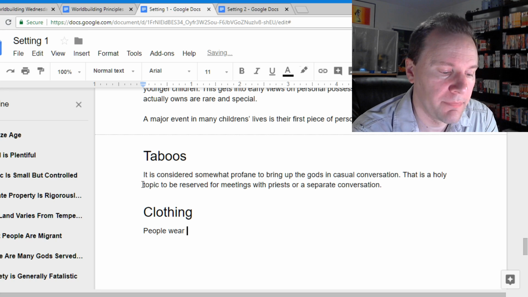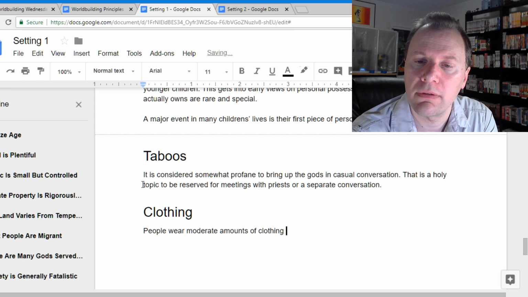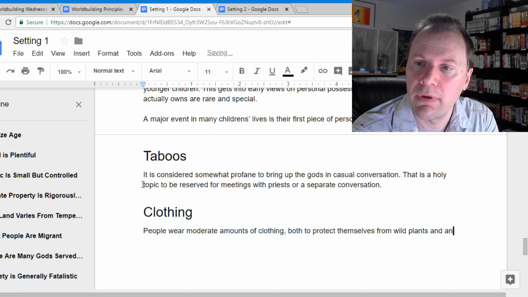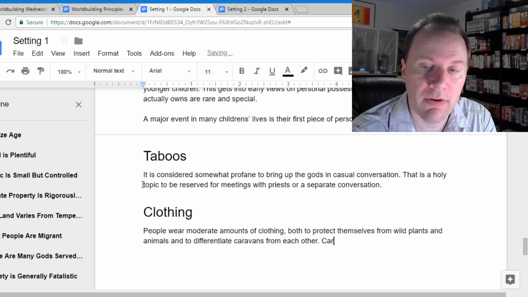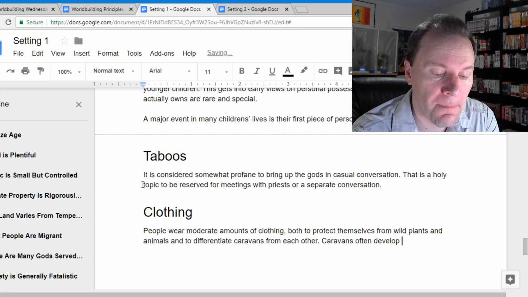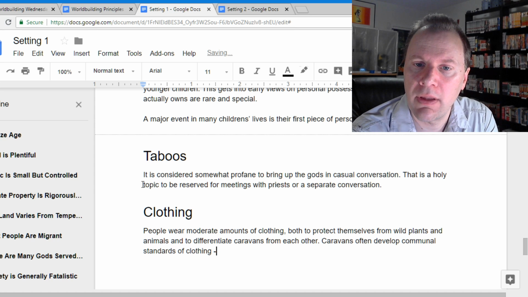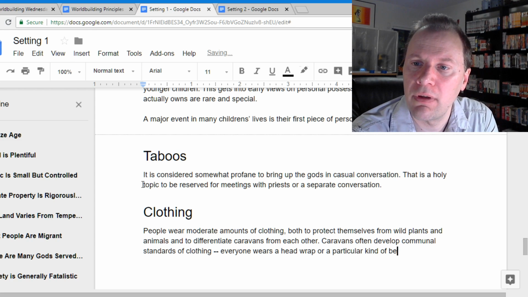People wear, I want to say, moderate amounts of clothing, both to protect themselves from wild plants and animals, and to differentiate families and caravans from each other. Let's even say caravans often develop communal standards of clothing. Everyone wears a head wrap or a particular kind of belt, etc.